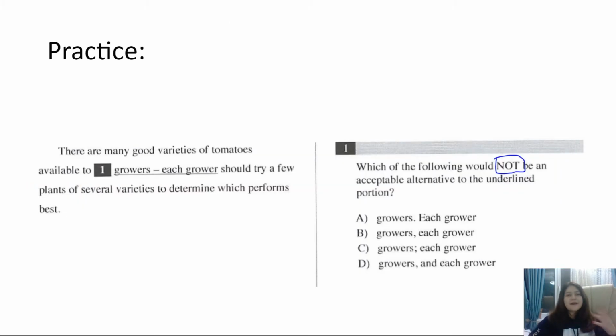So this is the practice question that I want you to attempt on your own. You can pause this video and solve it. But first, read the question carefully. Which of the following would not be an acceptable alternative to the underlined portion? So basically, the question is asking, from options A, B, C, and D, which one cannot be used in this sentence?